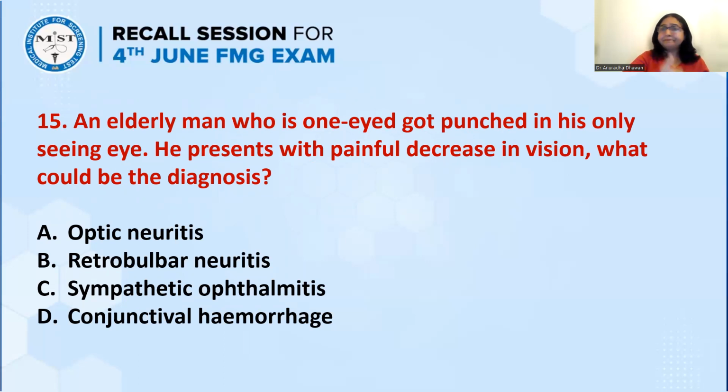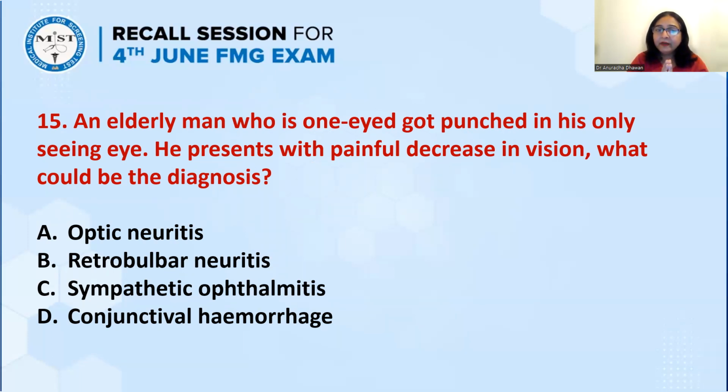Now here, if we go by the rule of ruling it out, conjunctival hemorrhage will not cause any decrease in vision. It is not related to decrease in vision. Sympathetic ophthalmitis will occur only if it is bilateral and it is associated with penetrating trauma. So this patient is one-eyed, so sympathetic ophthalmitis is ruled out. There is blunt trauma, not the penetrating trauma.